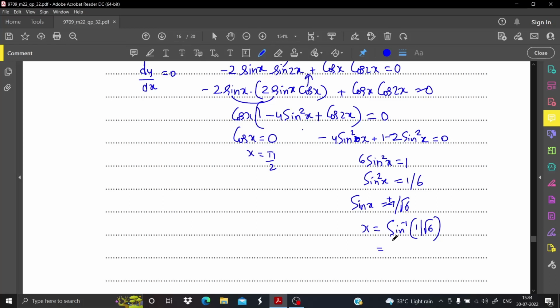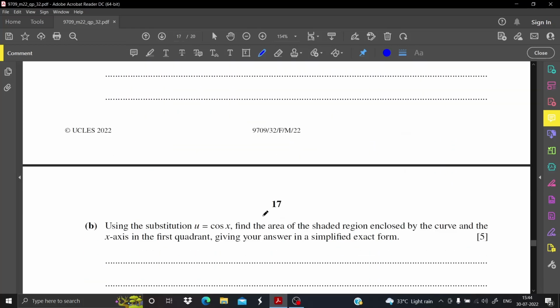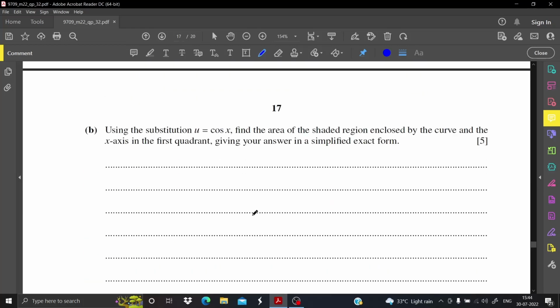That will give you 0.4205. Write the value first. 0.4205. Round it to 3 significant figures. 0.421. So this is the x coordinate of the point M. Next, now we need to find the area.